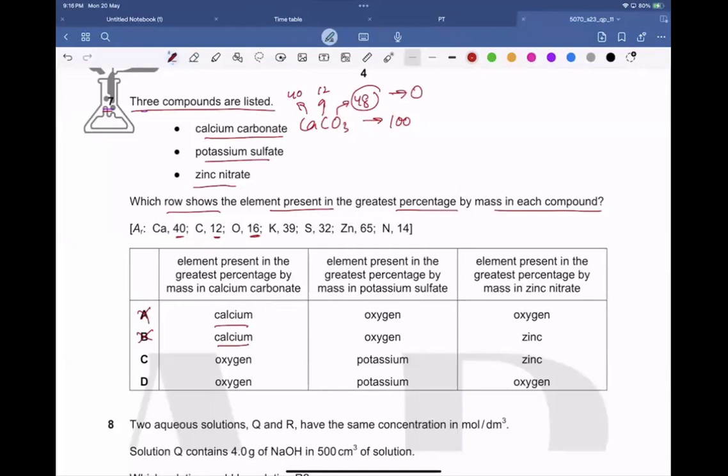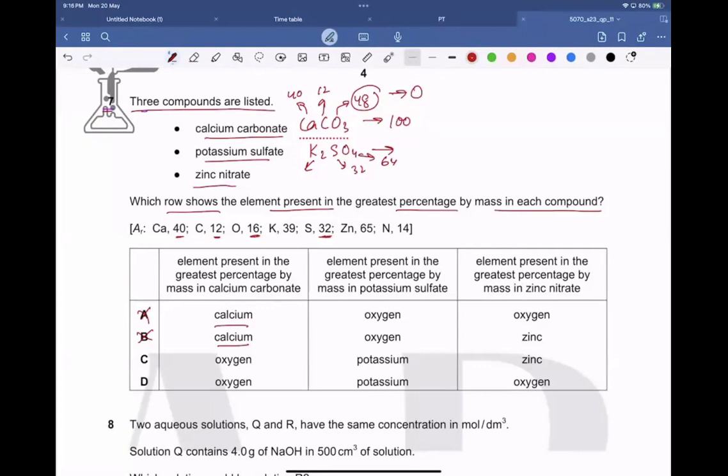In potassium sulfate, it's K2SO4. Sulfur is 32, 4 oxygen makes it 64, and 2 potassium, potassium is 39. So 2 times 39 is going to be 78. So this one is the greatest percentage. So in both, this is correct.